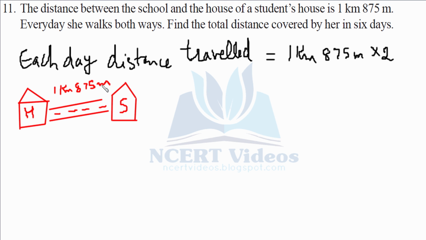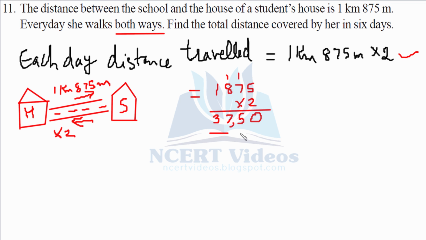Why did we multiply it with 2? Because she's also coming back. She's traveling in both ways. So we have to find the distance by multiplying with 2. So that would give us 1 day total distance she traveled, isn't it? So this is 1875 into 2. Why 1875? Because it is a simple conversion. 1 kilometer equals 1000 meters. So total distance in 1 day 3750. Comma has been placed wrongly. It would be after 3.